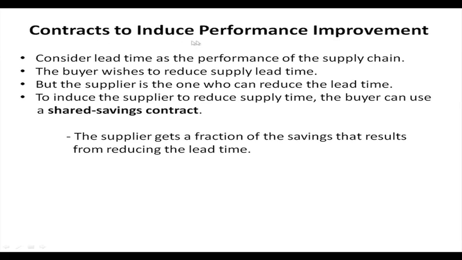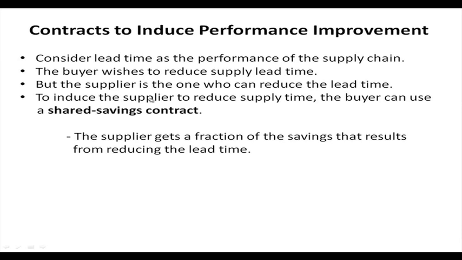Lastly, the contracts to induce performance improvement. Let us say that the lead time is the supply chain performance criterion. So, suppose lead time is the criterion for judging the performance of the supply chain. What would the buyer like to do? He would like to reduce the supply lead time, but the supplier is the one who can reduce the lead time. The buyer wants less supply lead time, but the supplier should be able to supply in less time.